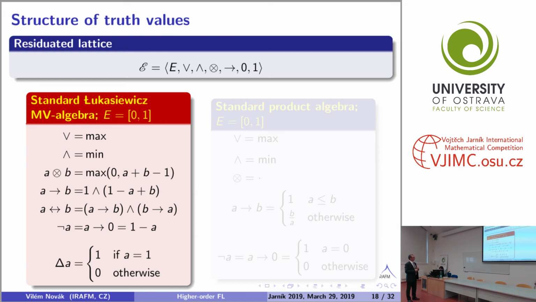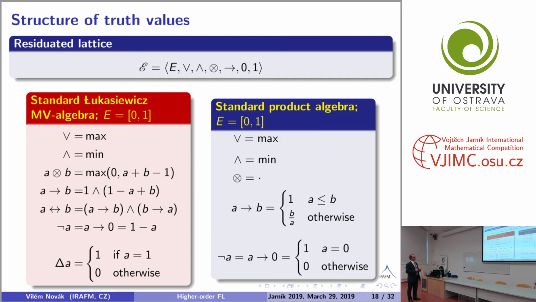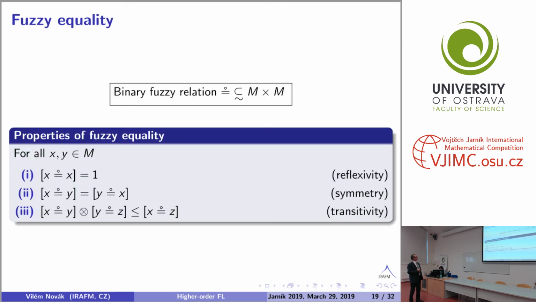Here are other operations. Notice also this operation, it is usually called Baaz delta. And what it is doing, it is pushing all truth values which are below 1 to 0. Another example is the standard product algebra, but there are very many of them. But this red one, the Lukasiewicz one, is the most distinguished and the most proper for modeling the vagueness phenomenon.